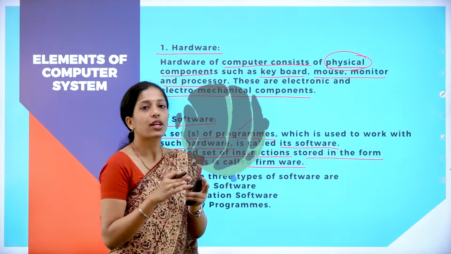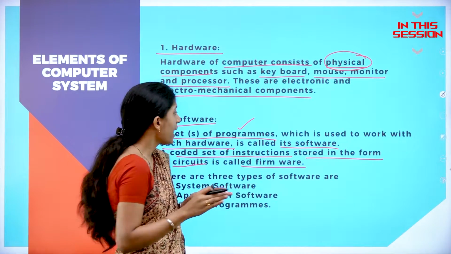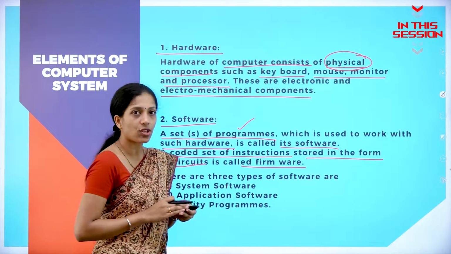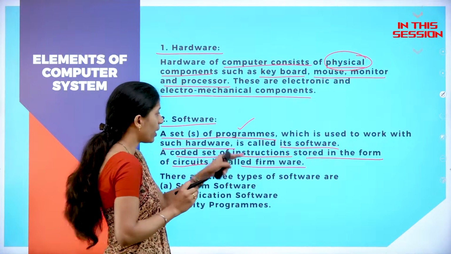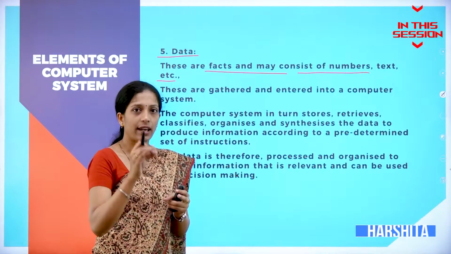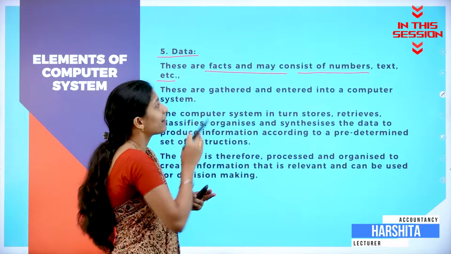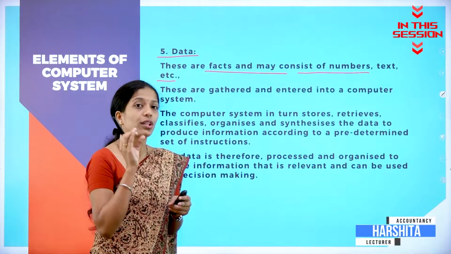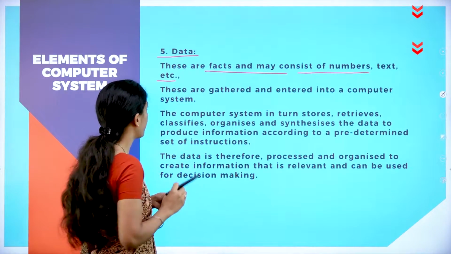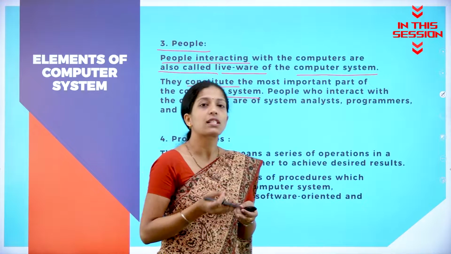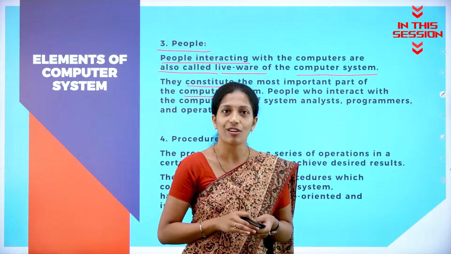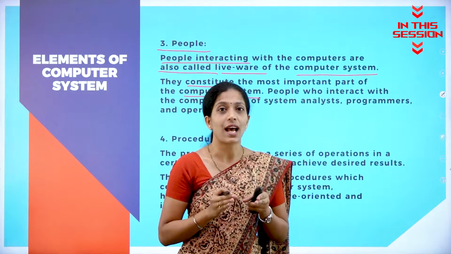A set of instructions is called as what? Software. And a set of coded instructions stored, that is known as what? Firmware. In order to get a correct output, we are going to feed the instructions. So that may be in the form of numbers, text. So that is called as what? Data. Of course, without any instructions, computer does not perform any of the activity. So instructions has to be given.